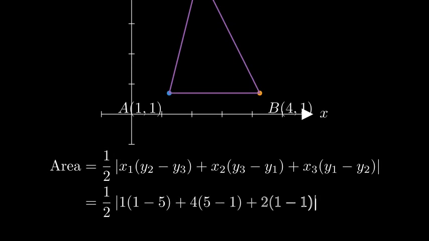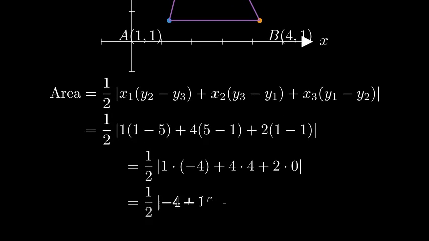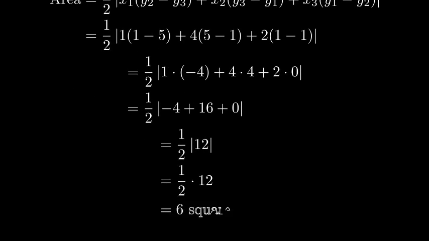Substituting A(1, 1), B(4, 1), and C(2, 5) into our formula, we get 1/2 times the absolute value of 1 times (1 minus 5) plus 4 times (5 minus 1) plus 2 times (1 minus 1). Simplifying, we get 1/2 times the absolute value of -4 plus 16 plus 0, which equals 1/2 times 12, giving us an area of 6 square units.